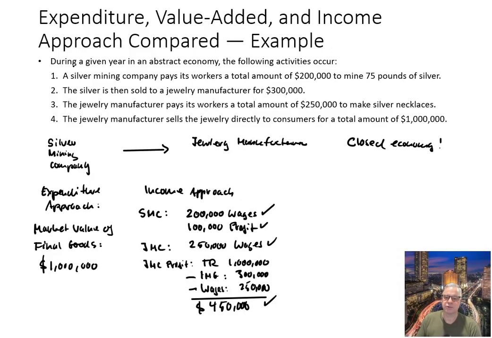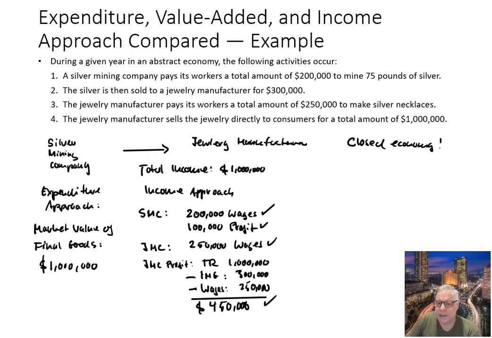So everything that matters now is this and that. So 200, 300, 550, 450. So total income is also 1 million. I put it here, total income, which is income from wages and profits, is also 1 million. Which is the same as the final goods approach.